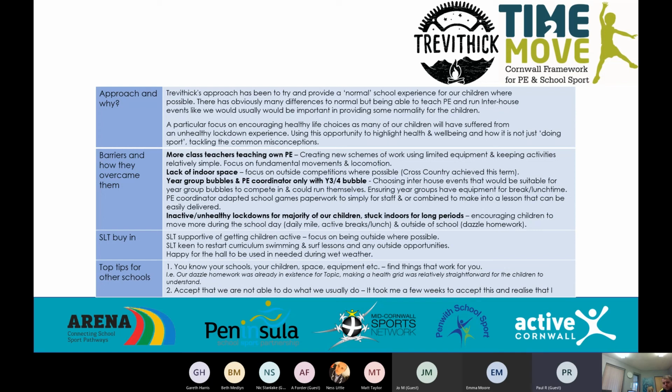And then the second one was just, I think, accept that we're not able to do what we usually do. I certainly, for the first few weeks of term, found it very difficult not being able to do the things we normally did. In the first few weeks of term, you get all your clubs started, you start sorting out your teams and all those sorts of things, and we weren't able to do it. So it took me a while to adapt, probably.